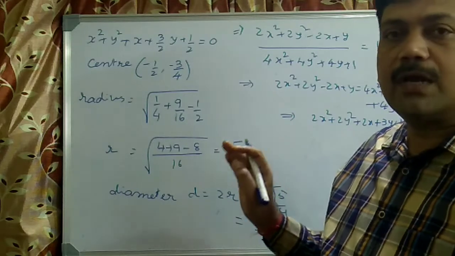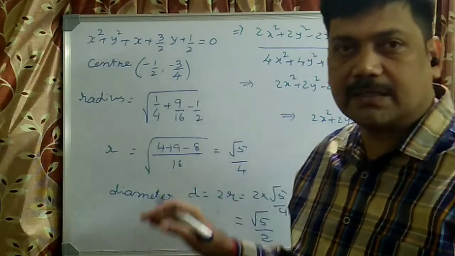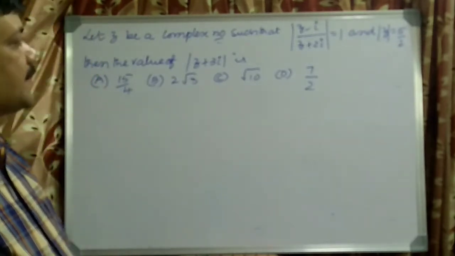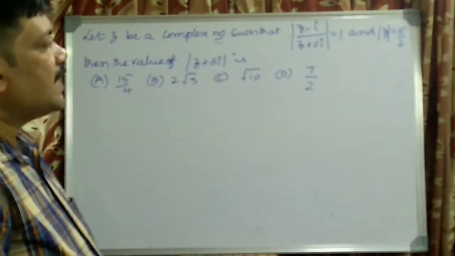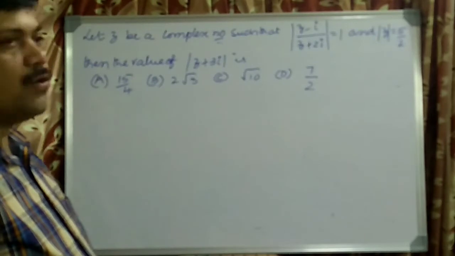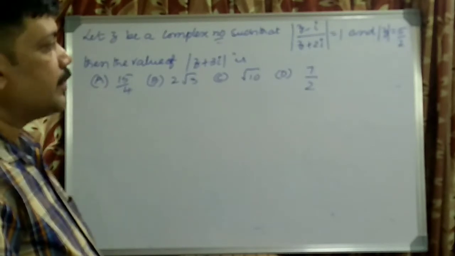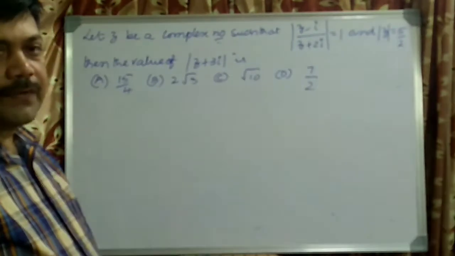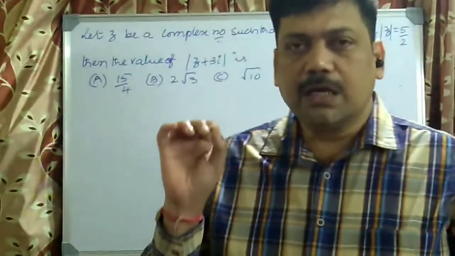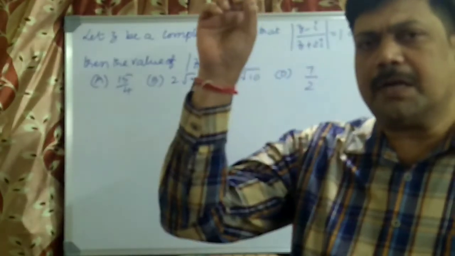Okay. Now I would like to go to another question given in the previous year's mains. The question is: let z be a complex number such that modulus of (z minus i) by (z plus 2i) is equal to 1 and mod z is equal to 5 by 2. Then the value of mod (z plus 3i) is, your options are 15 by 4, 2 root 3, root 10 and 7 by 2. My friends, in the previous problem I told you that you are supposed to see into the options. The previous problem we cannot do blindly because it is dependent on the options.